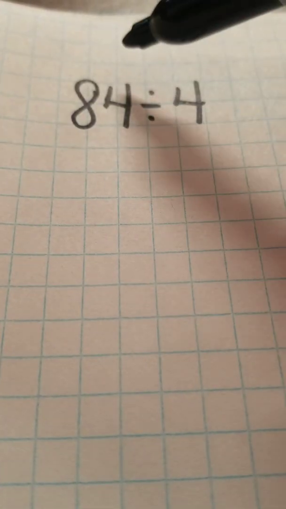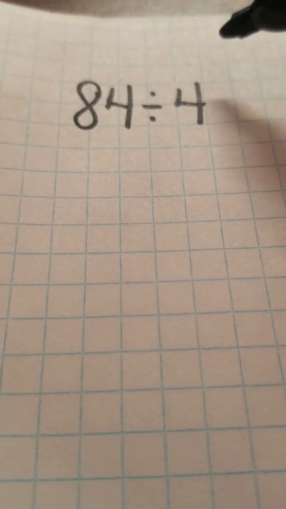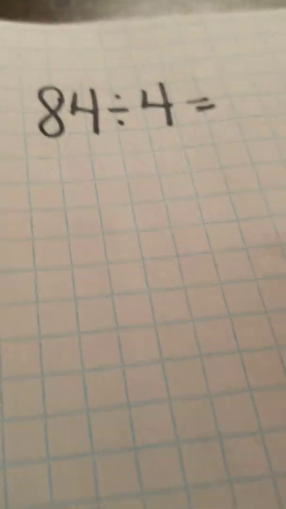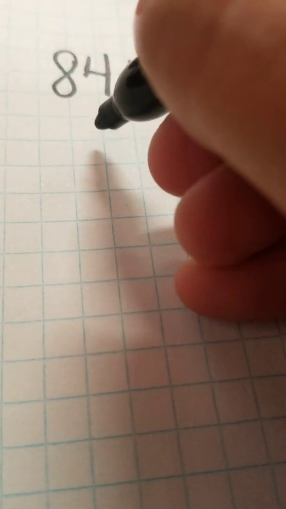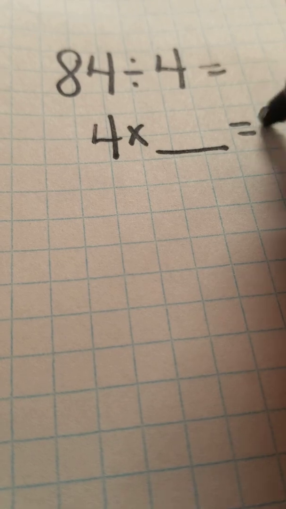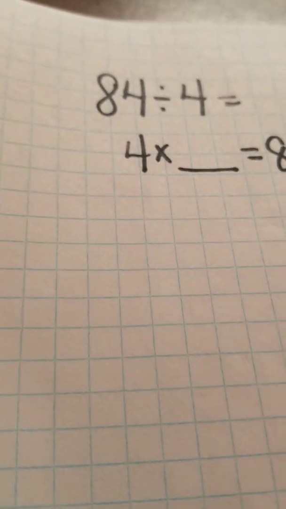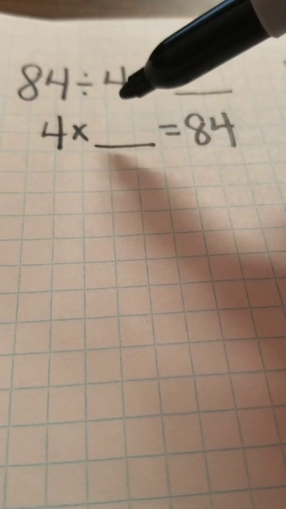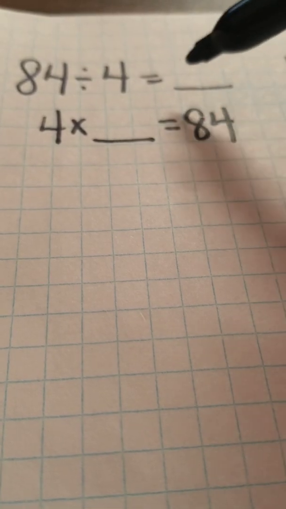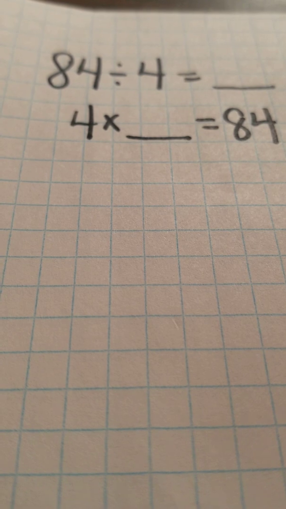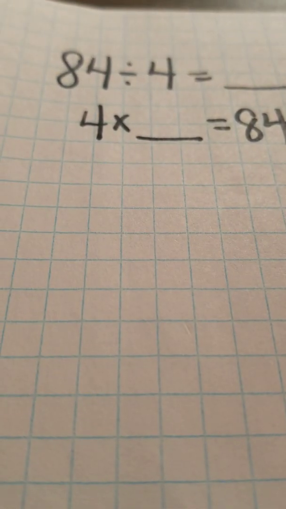The 84 is your dividend. The 4 is your divisor. This is also the same thing as we think about 4 times what equals 84. So we are missing a factor. If we think about multiplication, we're missing a factor. So we have to try to figure out what the factor is that when I multiply it with 4 will give me 84. That's the way we think about division.